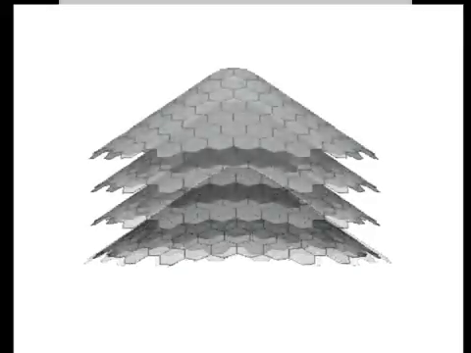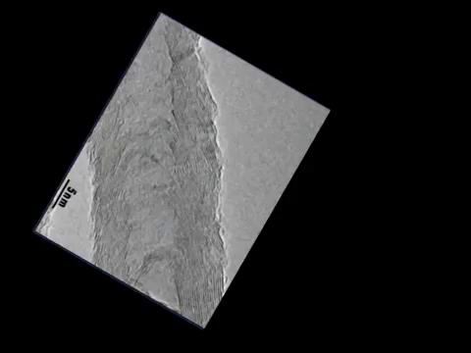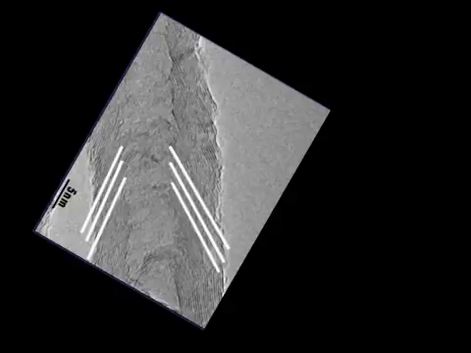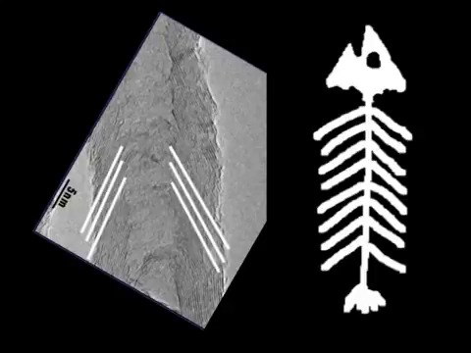If nanocones are stacked on the top of each other, like ice cream cones, in the microscope they look like this, where the lines form a series of diagonal stripes. The image resembles a bit the skeleton of a fish, and this is why these structures are called herringbone nanotubes.